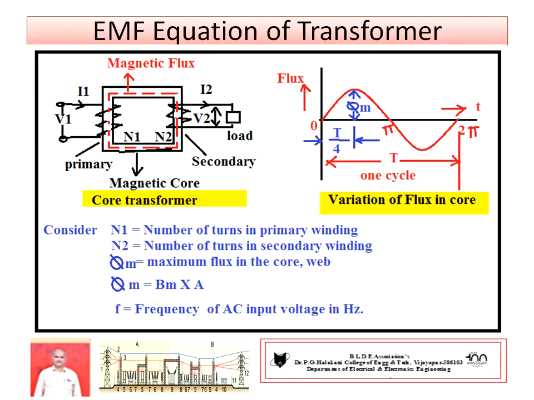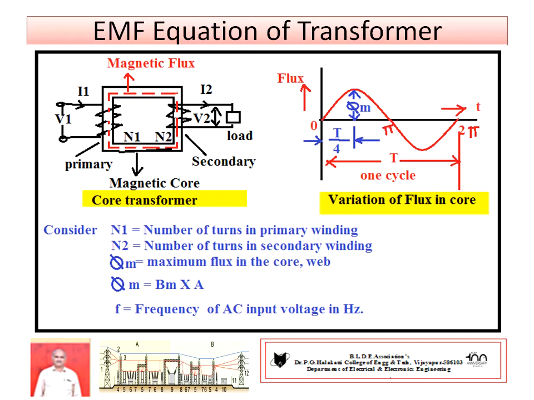Another important concept: derivation of the EMF equation of a transformer. For that, we have to assume certain things and you have to show the graph, the variation of sinusoidal flux which is developed inside the core. Variation of flux in core. This also carries some weightage of marks, 1 or 2 marks. You have to draw the graph.